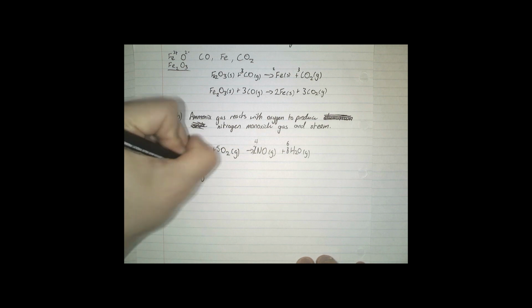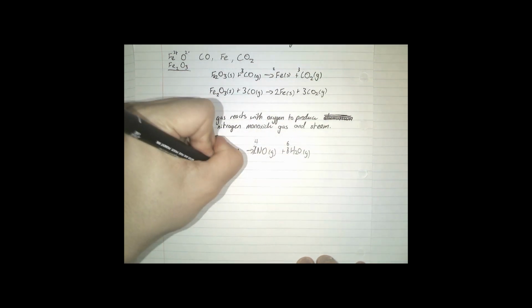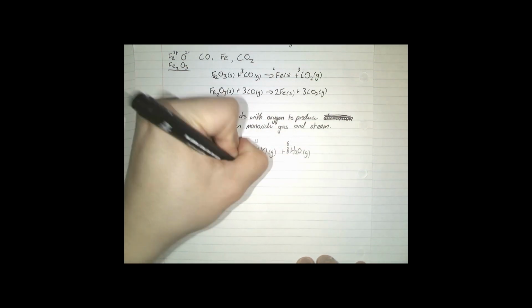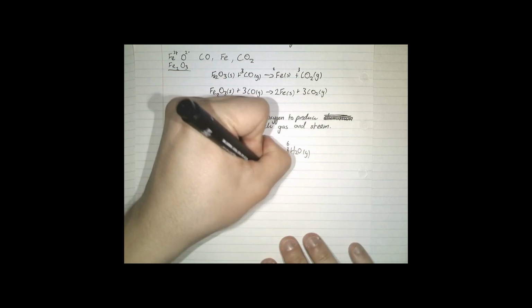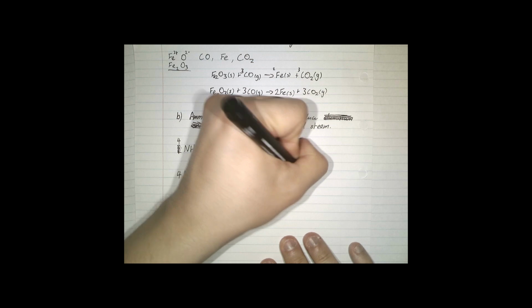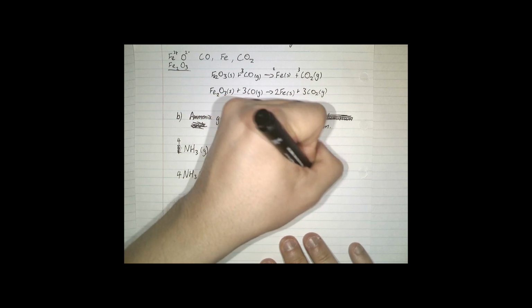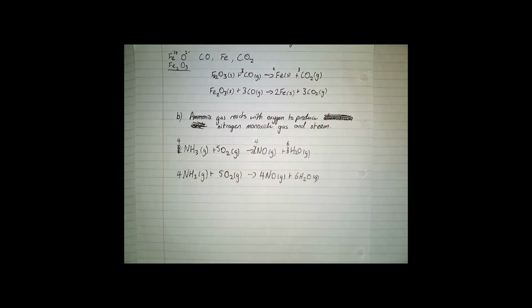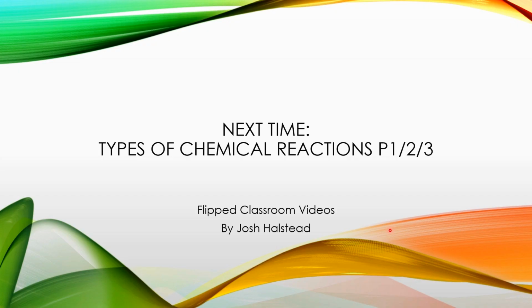4NH3 plus 5O2 turns into 4 nitrogen monoxides plus 6 waters as a gas. And there we go, our balanced equation.